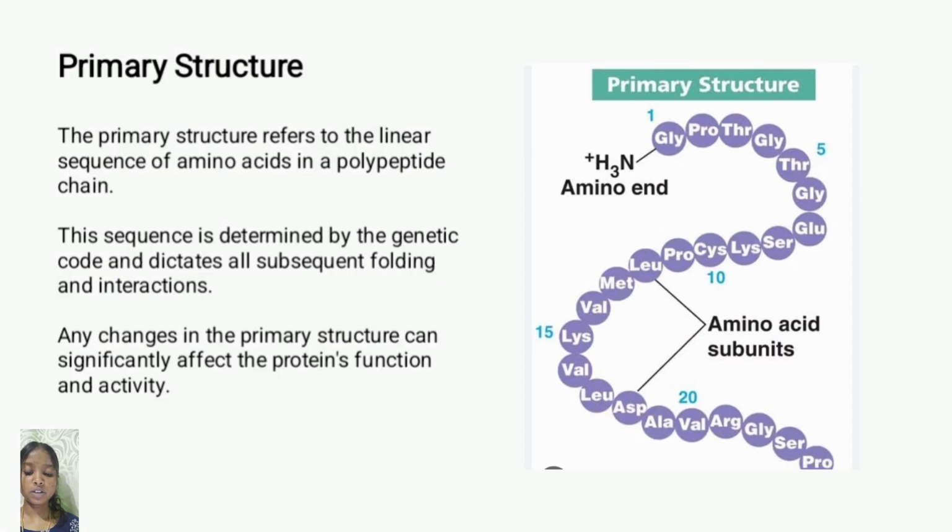Let us see the primary structure. The primary structure refers to the linear sequence of amino acids in a polypeptide chain. As the name itself indicates, it's the linear, single structure, so it is called the primary structure. This sequence is determined by the genetic code and dictates all subsequent folding and interactions. Any changes in the primary structure can significantly affect the protein's function and activity. So there should be no changes in the primary structure, because if that happens, it would affect the entire protein's function.